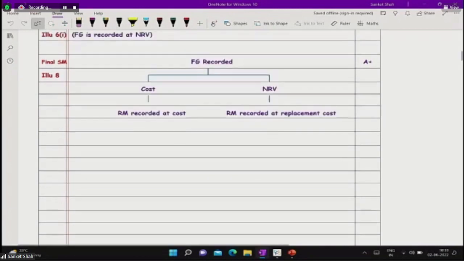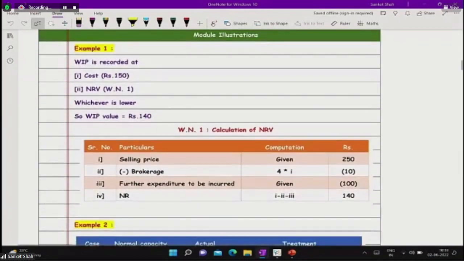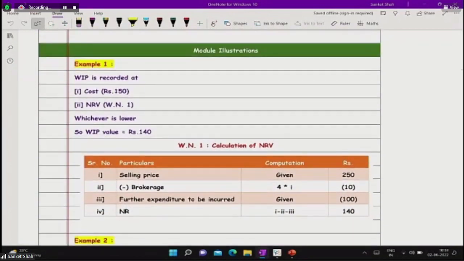Okay, so this module number 1 question, how are we going to record it? WIP is recorded at cost or NRV, whichever is lower, and WIP NRV is rupees 140. So this is how you should present your answer in the exam. So further cost will increase.